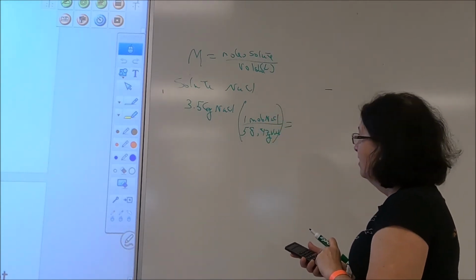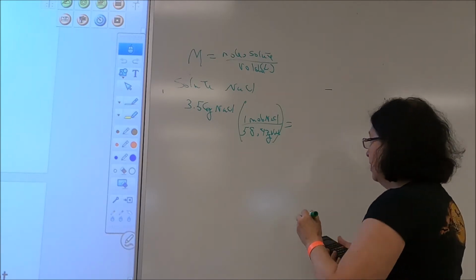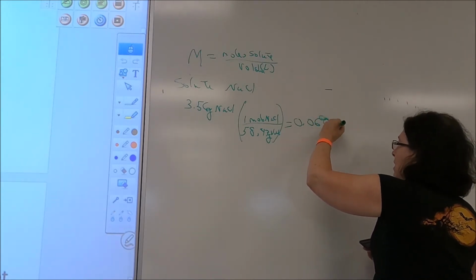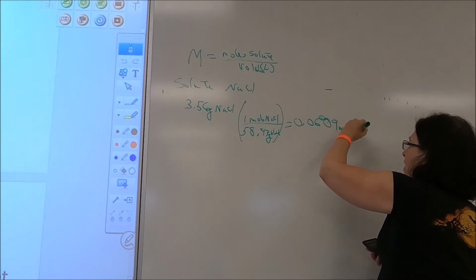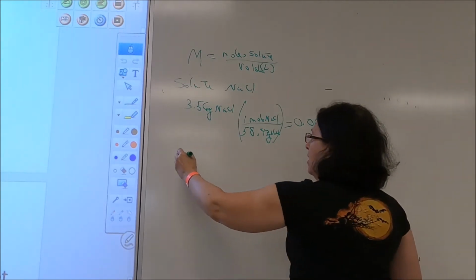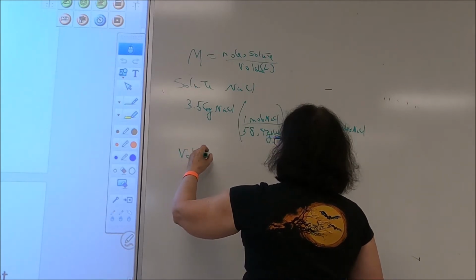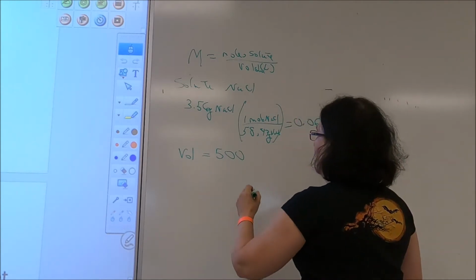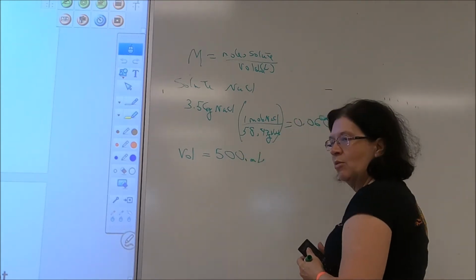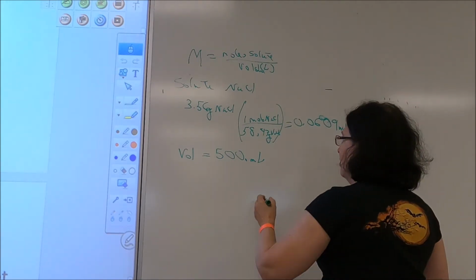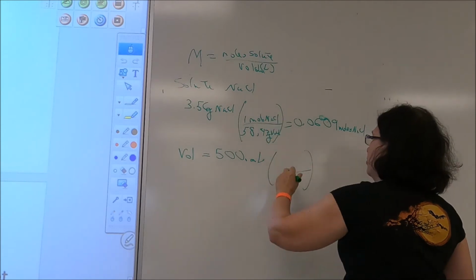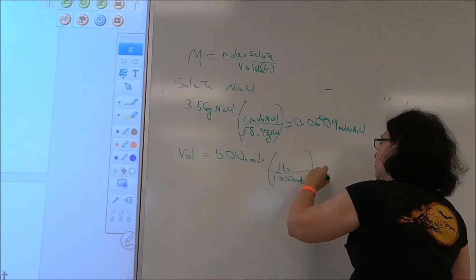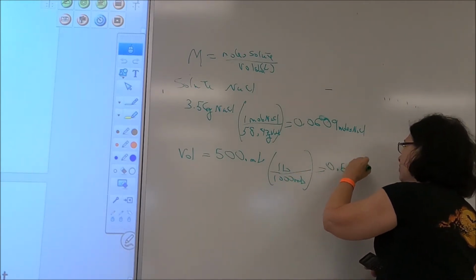So 3.56 divided by 58.43 gives me 0.0609 moles of NaCl. Okay? Now my volume of my solution is given to me as 500 milliliters. I should have put a decimal point in there. We're going to assume there's a decimal point there. I need it in terms of liters to go into the molarity. For every 1 liter, there is 1,000 milliliters. So that's 0.500 liters.